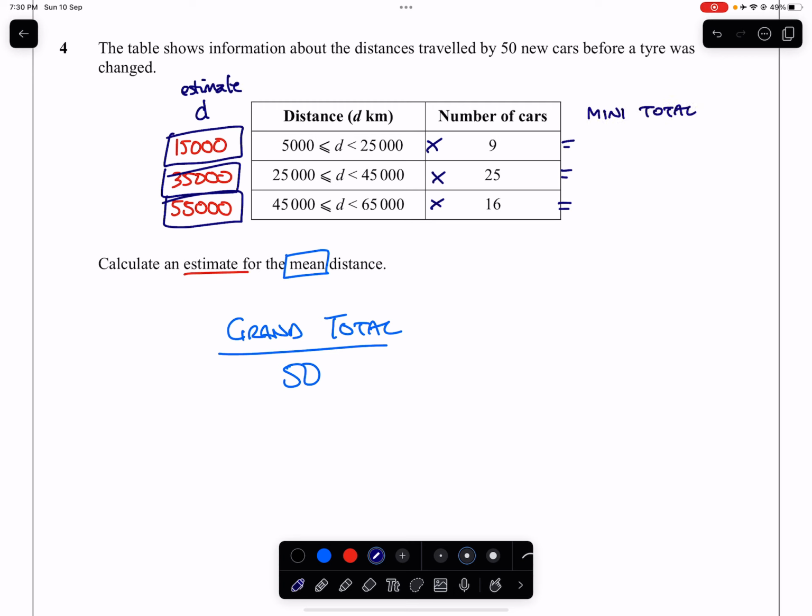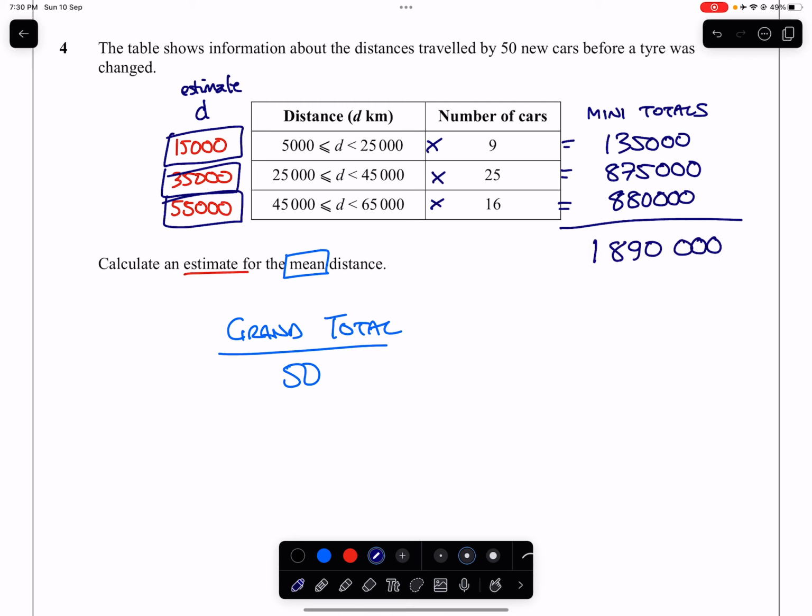So the total number of kilometres, or the estimate of all 9 of these cars, is 9 times 15,000 for 135,000. Or 25 times 35,000 gives us 875,000. And our 16 times 55,000 gives us 880,000. Adding all of them together gives us 1,890,000 kilometres in total. That's going to be our grand total.